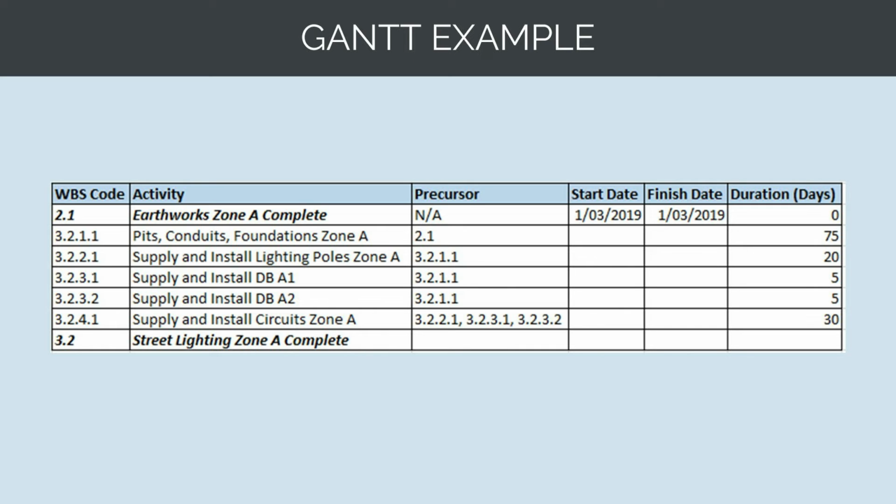So our schedule starts with earthworks being finished in Zone A. So we need to get this milestone date from the earthworks program. For us, we've said 1st of March. Then we want to list out, for each of the activities, the activity precursors. So for pits, conduits, and foundations, the precursor is activity 2.1, which is the earthworks being complete. For the supply and install of the light poles in Zone A, the precursor is activity 3.2.1.1, which is the pits, conduits, and foundations being done.